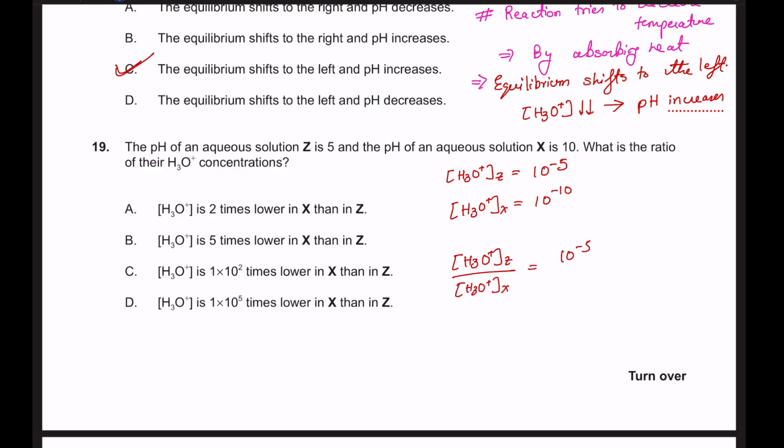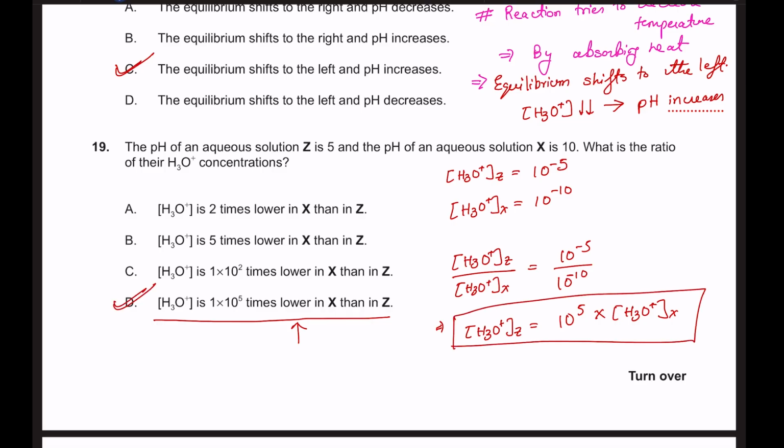Ten to the power minus 5 by 10 to the power of 10. So H3O+ of Z is 10 to the power 5 times H3O+ of X. If you look at the options, H3O+ is 1 times 10 to the power 5 times lower in X as compared to Z. Answer should be D. It comes from this equation directly.